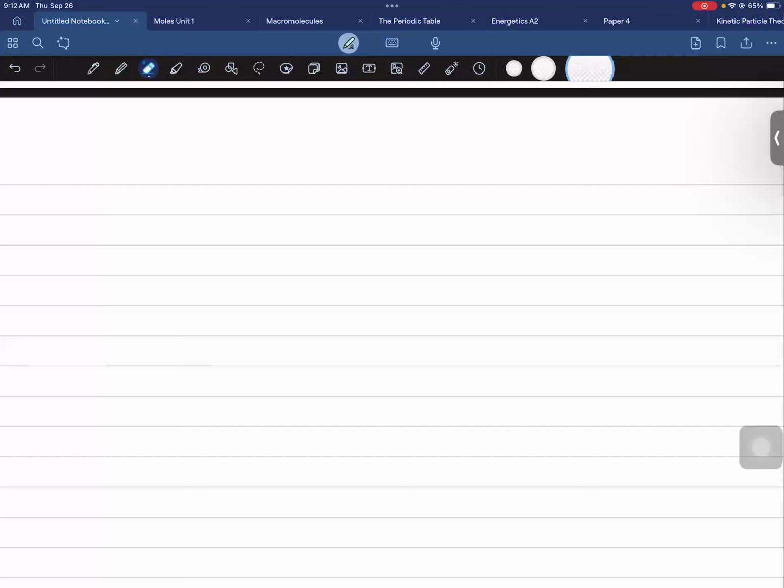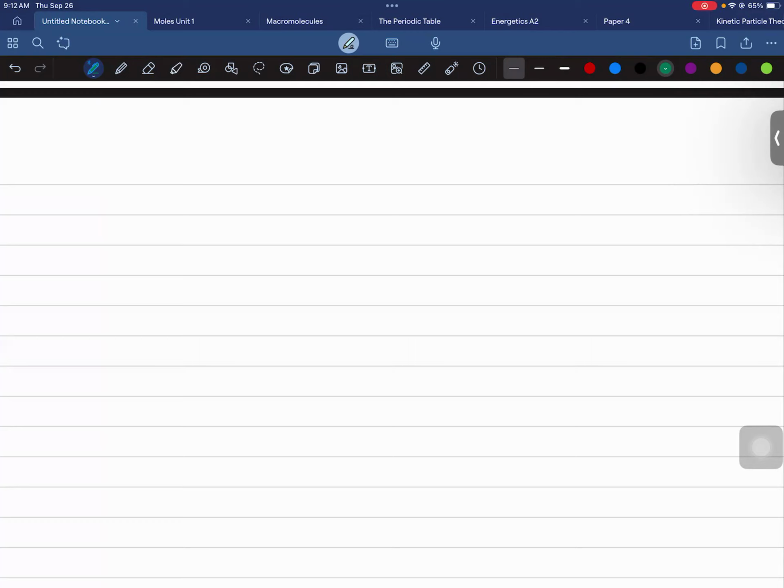So we are going to discuss... We have discussed electronic configuration and how we can predict the chemical properties on the basis of electronic configuration. Today we are going to discuss the periodic trend.